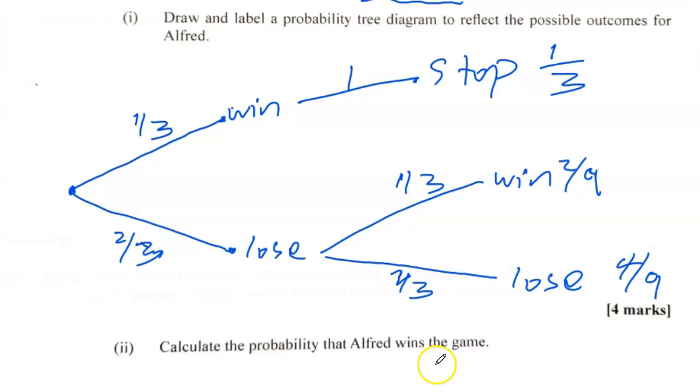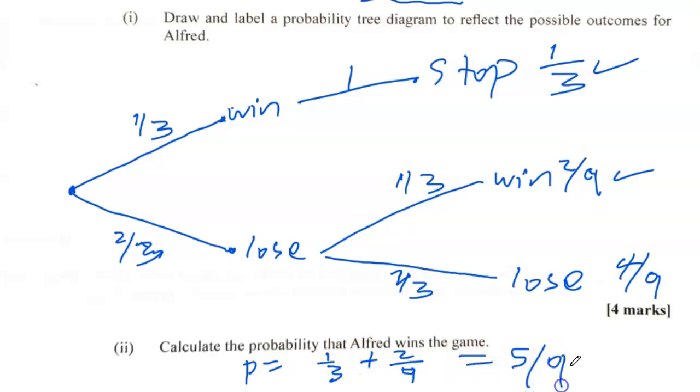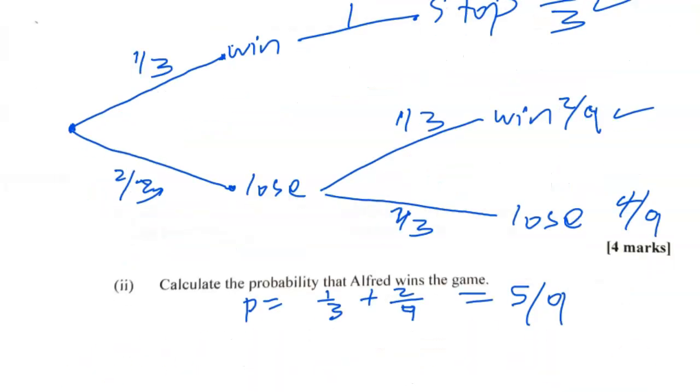Calculate the probability that Alfred wins the game. So the probability that Alfred wins would be this 1/3 and 2/9. Now if we add these, what's 1/3? 1/3 is 3/9. So 3/9 and 2/9, that's 5/9. That's 5/9. All right.